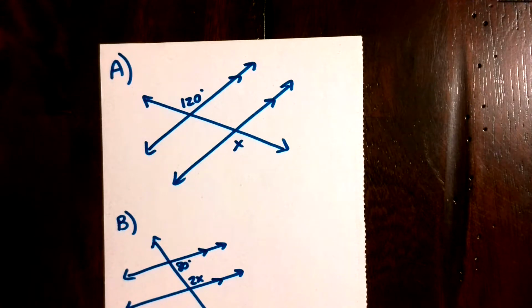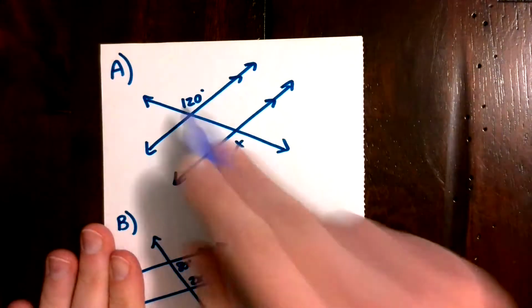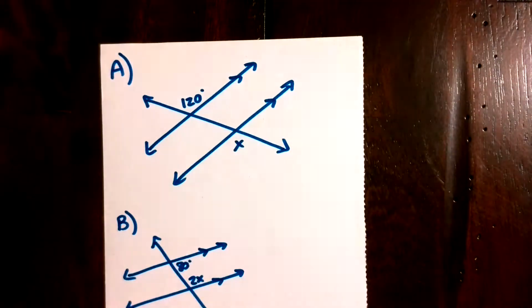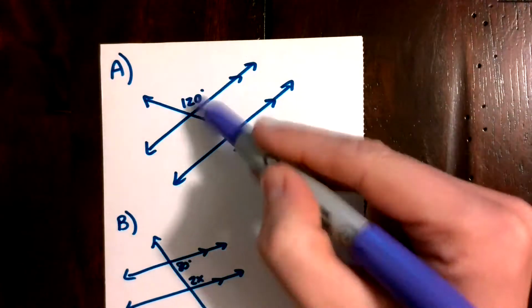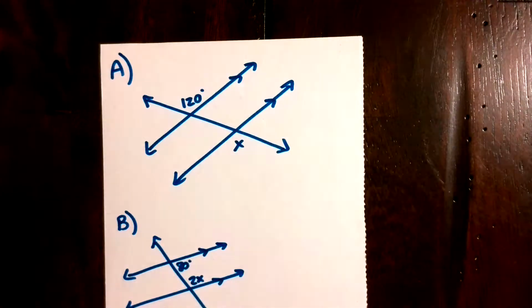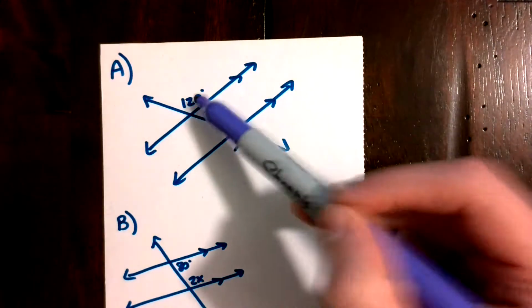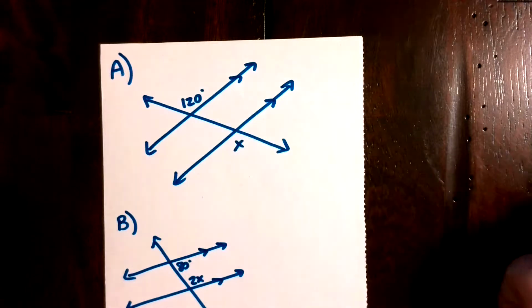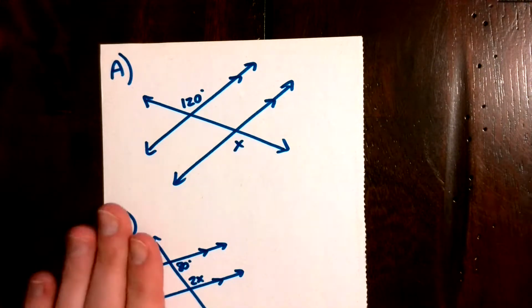So same situation with these. Starting with A, I only have these two angles, my 120 and X, though I could find some other things. I could move my 120, since I know it's congruent to its vertical angle, and so I could move it around. But the first thing I would try is seeing if I can relate X and 120 directly. And they are alternate exterior angles.